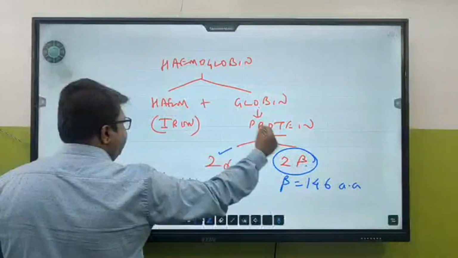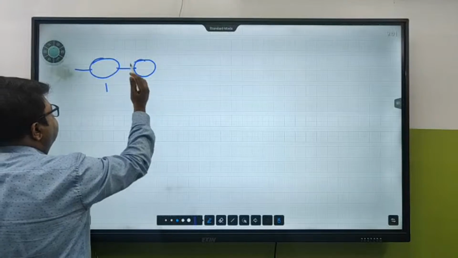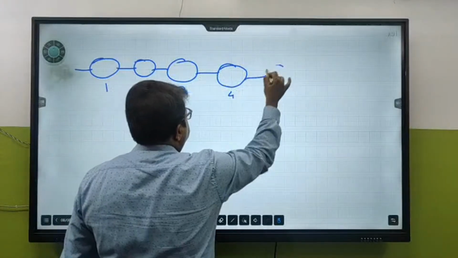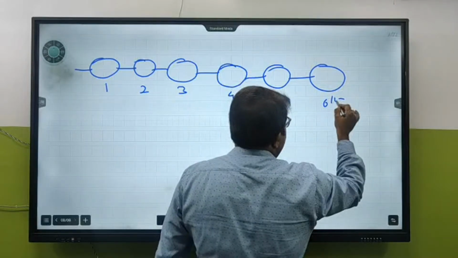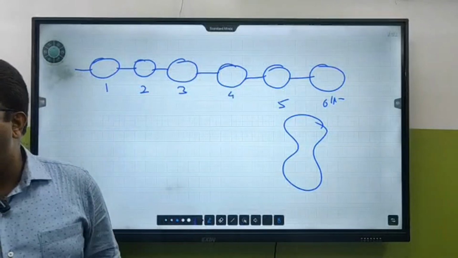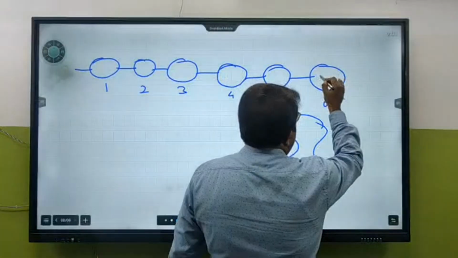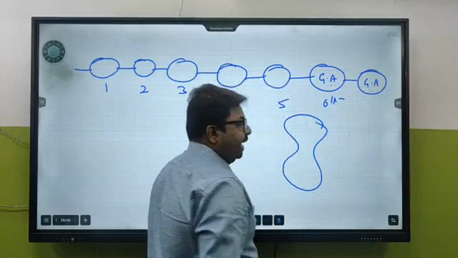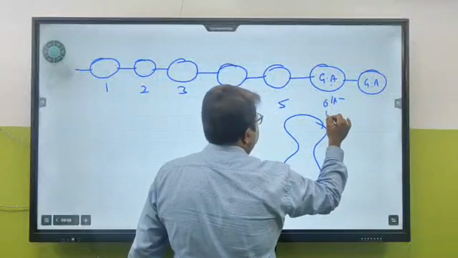Now, what happens in sickle cell anemia in the beta chain? You can see in your book, there are 6 amino acids shown over there: 1, 2, 3rd, 4th, 5th, and 6th. In the 6th one, in the normal RBC where the normal hemoglobin is present, what is present over there in the 6th position? Glutamic acid. GA stands for glutamic acid.